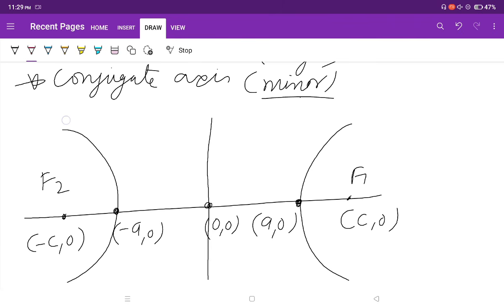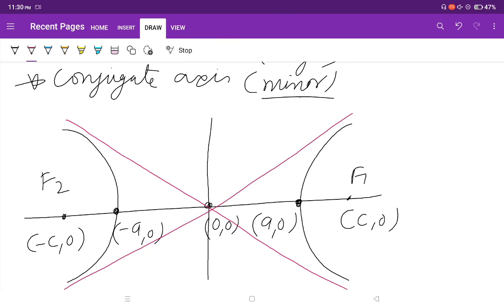Now we will draw two asymptotes. What are asymptotes? The tangent at infinity. The tangent at infinity is called what? Asymptote.